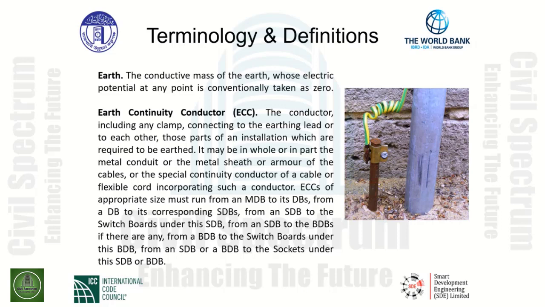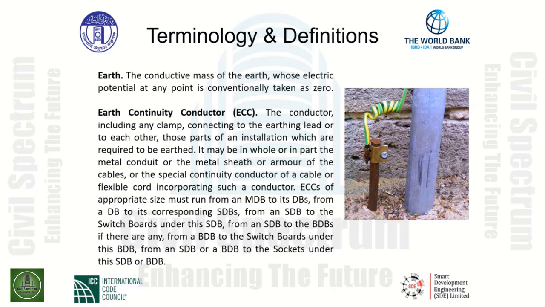It may be in whole or in part the metal conduit or the metal sheath or armor of the cables, or the special continuity conductor of a cable or flexible cord incorporating such a conductor. ECCs of appropriate size must run from a MDB to its DB, which are distribution boards, from a DB to its corresponding SDBs, and from an SDB to the switchboards under this SDB, from an SDB to the DBDs, if there are any, from a branch distribution board to the switchboards under this DBD, from an SDB or a BDB to the sockets under this SDB or BDB.